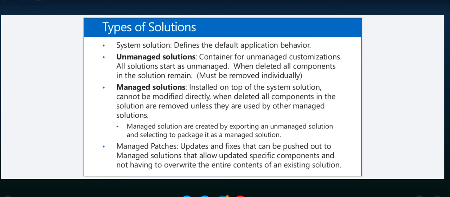The unmanaged solution, it says here, is a container for unmanaged customizations. All solutions start as unmanaged. And when deleted, all components remain inside the organization. You can't go in and delete those items individually, but an unmanaged solution is basically just a container with references to the components that you're working on for this specific project, or whatever it is that you're working on. So that's another reason to keep the components that you're including there relevant.